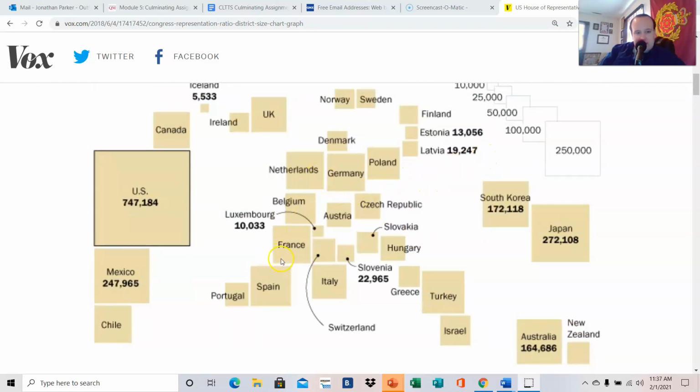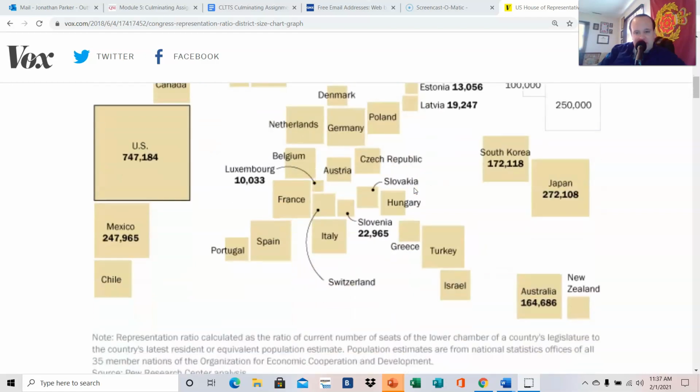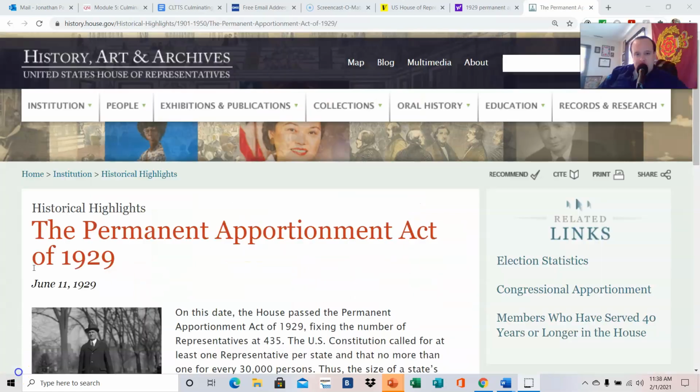A lot of these countries are not as big as us. We see Luxembourg here, 10,033 people per representative. Luxembourg is a very little dot on a map. If you look at Austria, the Czech Republic, none of these are exactly equivalent according to population size. So why can't we massively expand the size of the House of Representatives?